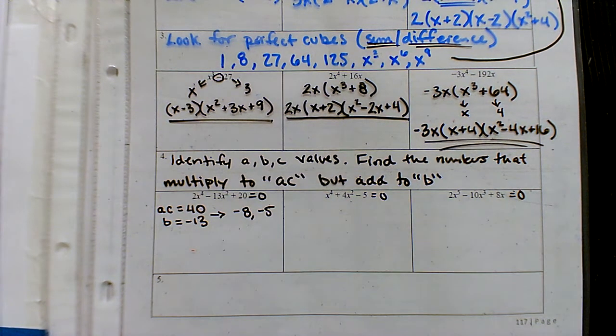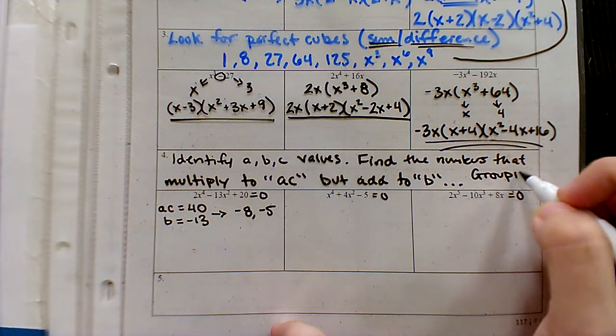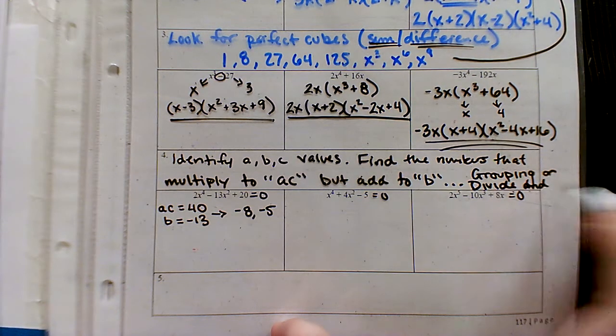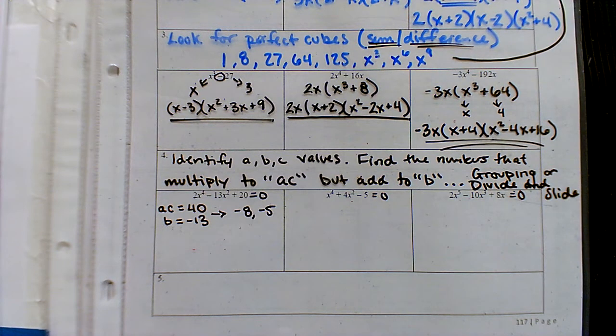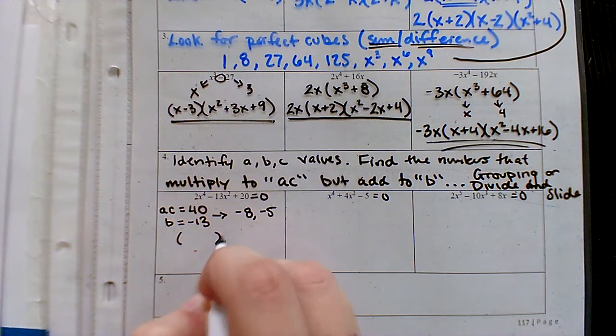Okay. So this is where you have options. From this step, now that you have those values, you can either choose the grouping technique or the divide and slide. Do we have one preference over the other? I mean, we have three examples, so I can do one technique one time, the other technique another time. You like to divide and slide? Okay, or maybe we just want a refresher on both of them. We can do that too. Do we remember how the divide and slide works? Maybe, maybe not. You're shaking your head. You want to give it a shot? Not on this one? Okay.